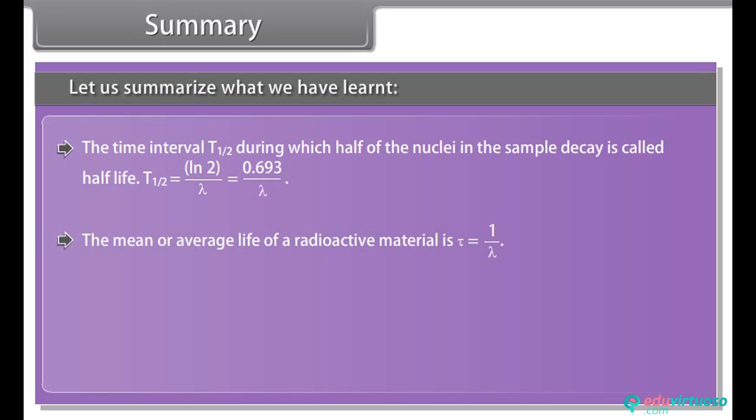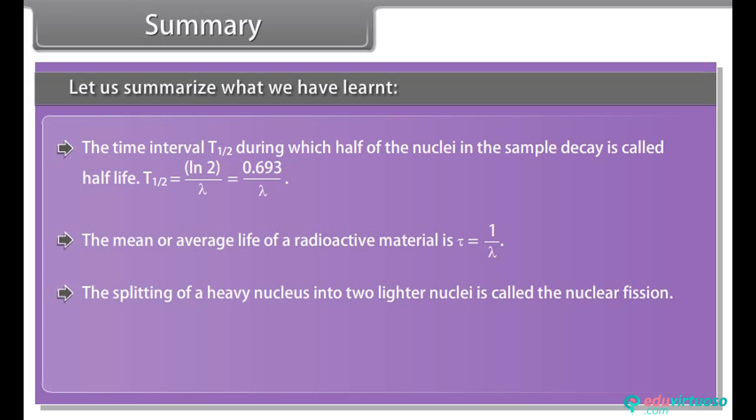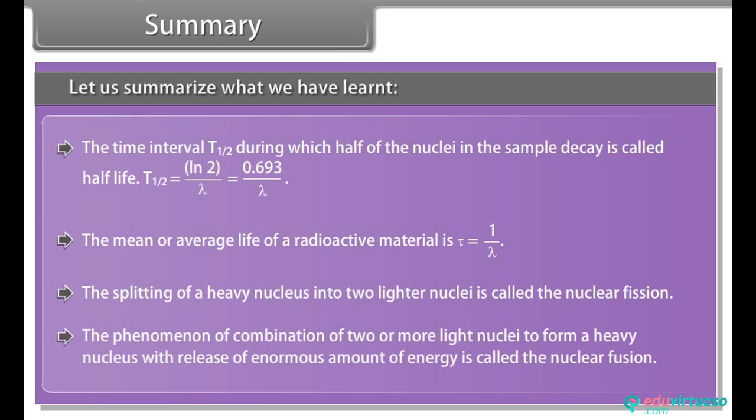The mean or average life of a radioactive material is given by the expression shown. The splitting of a heavy nucleus into two lighter nuclei is called nuclear fission. The phenomenon of combination of two or more light nuclei to form a heavy nucleus with release of enormous amount of energy is called nuclear fusion.